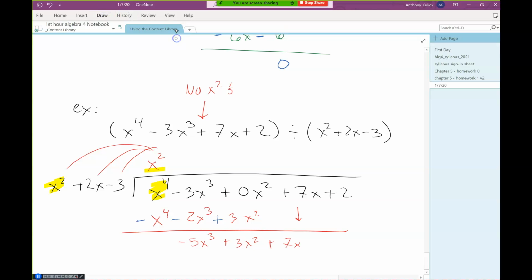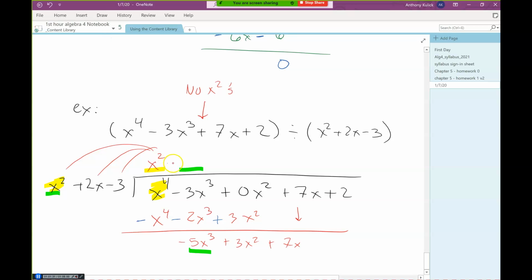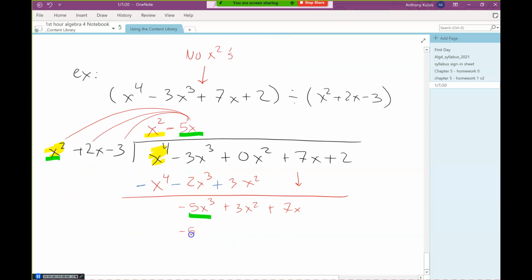And then I'm going to repeat. So I'm going to ask, what times x squared gives me negative 5x cubed? And the answer would be negative 5x, right? So then I multiply this to all the parts. And then we subtract down.